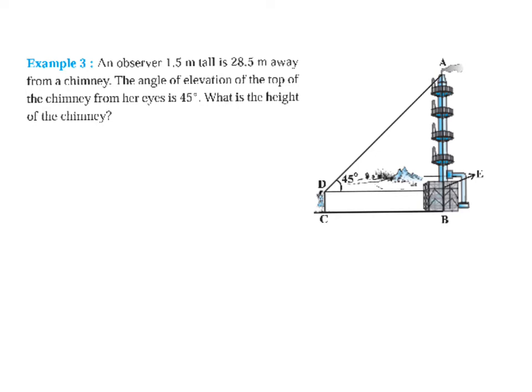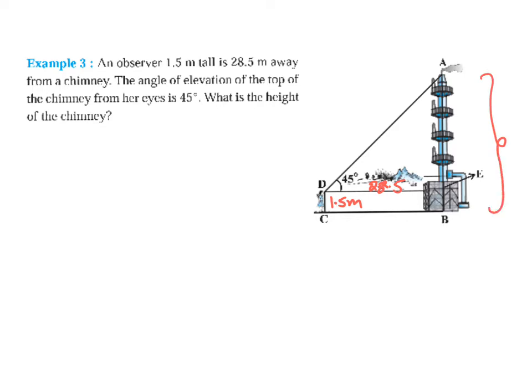Let's try this. An observer 1.5 meter tall is 28.5 meter away from a chimney. So the height of the observer is 1.5 meter. So this is 1.5 meter. She is 28.5 meters away from the chimney. So the distance over here is 28.5. The angle of elevation of the top of the chimney from her eyes is 45 degrees. What is the height of the chimney? The complete height of the chimney.